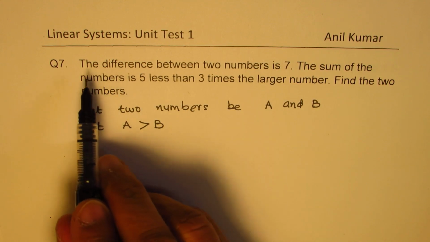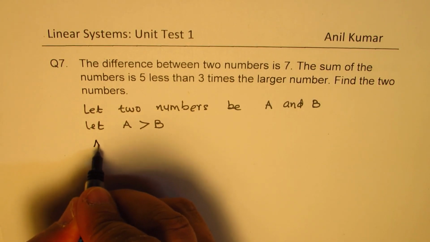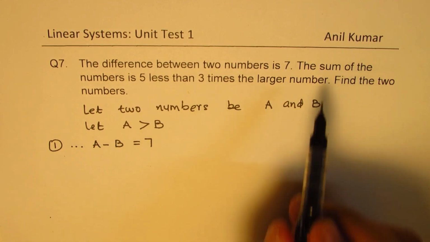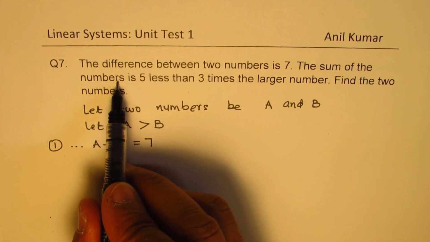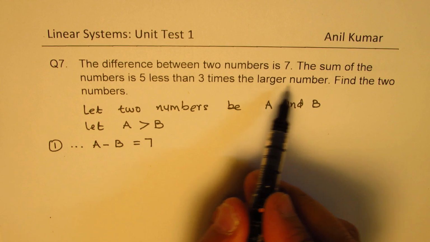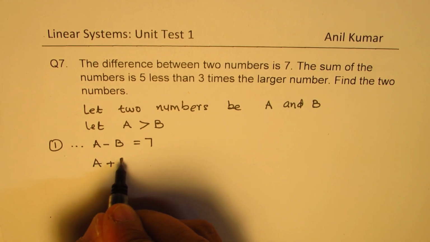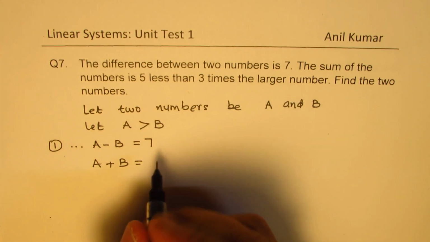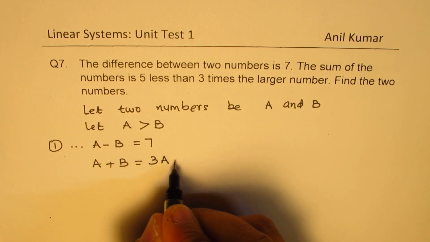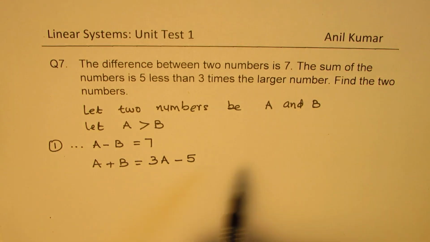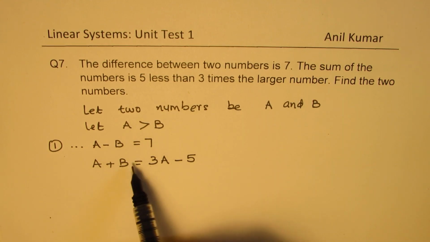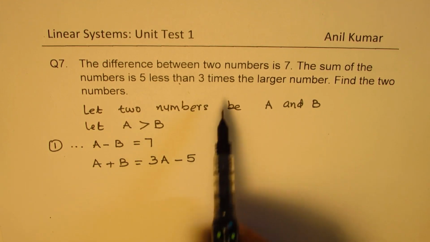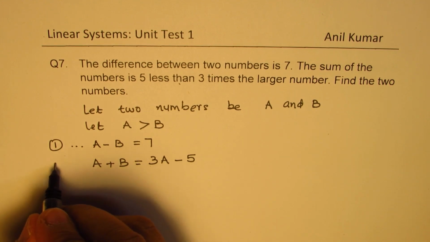Now it says the difference between two numbers is 7. That means we get the first equation, A minus B is 7, right? So that is our first equation. Second, the sum of the numbers is 5 less than 3 times the larger. Sum is A plus B. 5 less than 3 times the larger, so 3 times the larger number A minus 5. Do you understand now? I'd like you to read this sentence once again. The sum of the numbers is 5 less than. So when you get less than, 5 comes later. 3 times the larger, right? So we'll call this our equation 2.